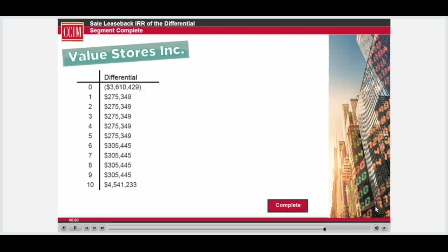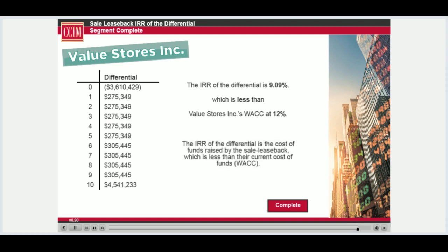The 9.09% IRR of the differential, or the after-tax cost of the funds that can be raised from the sale-leaseback, is less than the corporation's 12% after-tax weighted average cost of capital, the after-tax cost of funds that could be raised by going to their existing sources of capital. Thus, the sale-leaseback alternative is the less expensive source of funds.